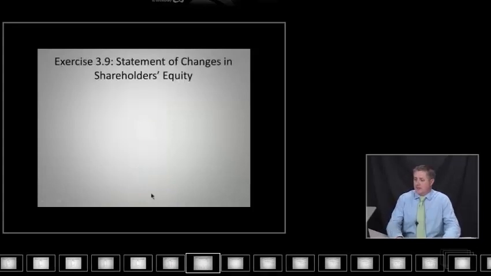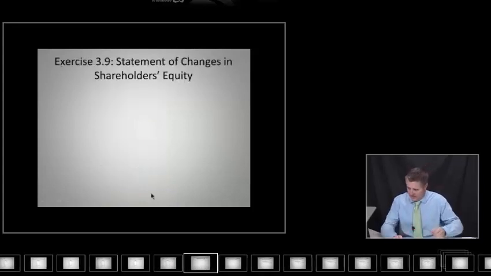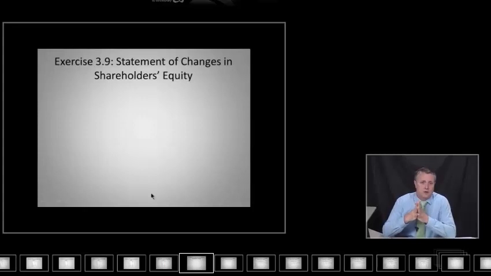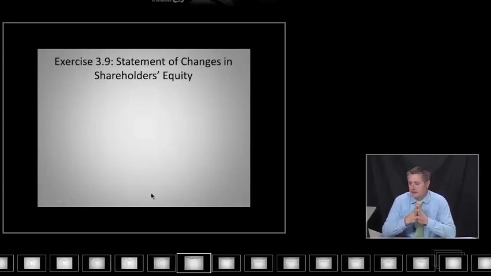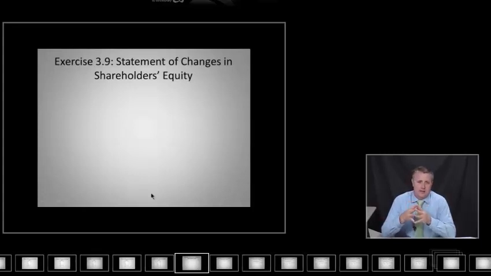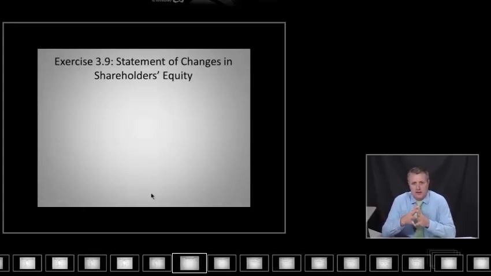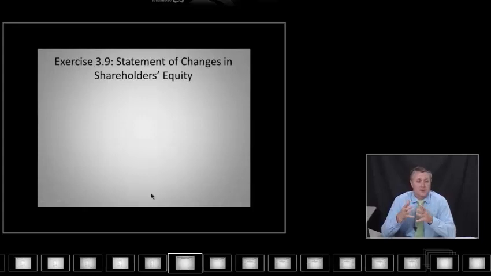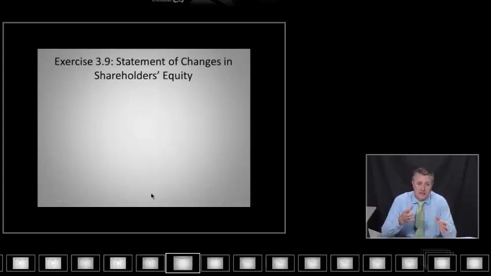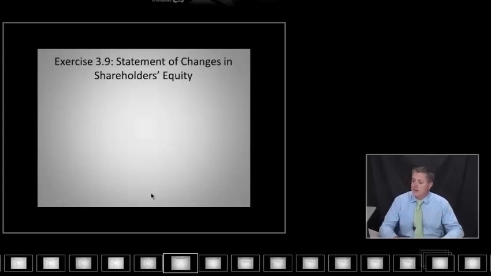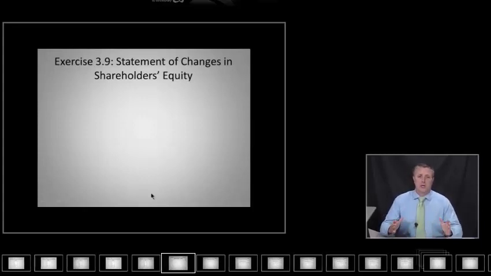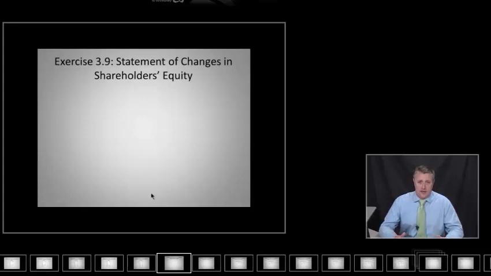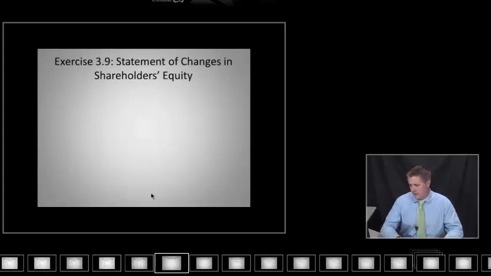So after preparing the income statement, exercise 3.9 asks us to prepare the statement of changes in shareholders' equity. Now, you may not have seen a statement of changes in shareholders' equity in your introductory accounting classes. What you may have looked at was a more narrow statement, which was called the statement of changes in retained earnings. They are essentially trying to accomplish the same objective, which is basically to show the changes in the equity accounts from beginning of period to end of period. The statement of changes in shareholders' equity is just more comprehensive than the statement of changes in retained earnings because it's showing the changes in all of the equity accounts, not just retained earnings. So that's the only difference.